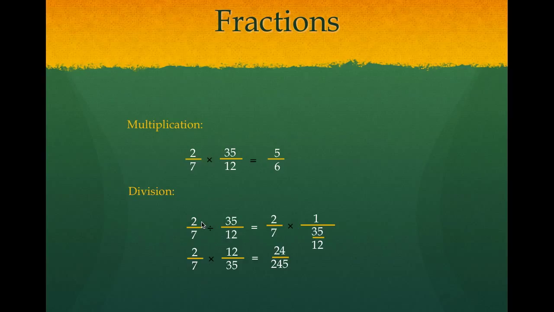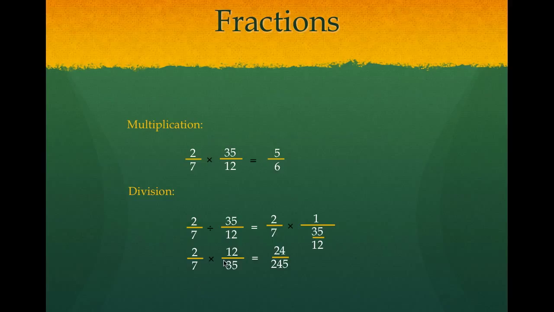Now to do the division, for example 2 by 7 divided by 35 by 12, we can write the division into multiplication form by taking the reciprocal of the divisor fraction. So the divisor fraction is 35 by 12. We'll take the reciprocal of the fraction. So the reciprocal of the fraction means we'll write the fraction as 1 divided by the fraction. So this can be simplified by taking this 12, the denominator of this fraction, as the numerator, and 35 will become the denominator. So to write the reciprocal of a fraction, we just need to invert that fraction. That means we have to make the denominator as the numerator and the numerator as the denominator.